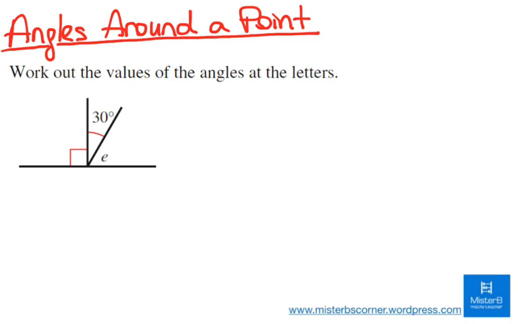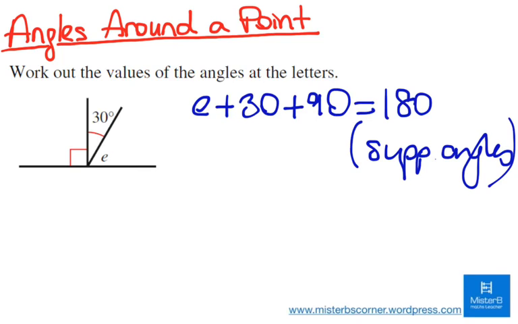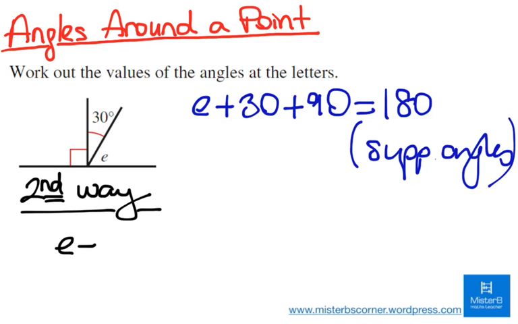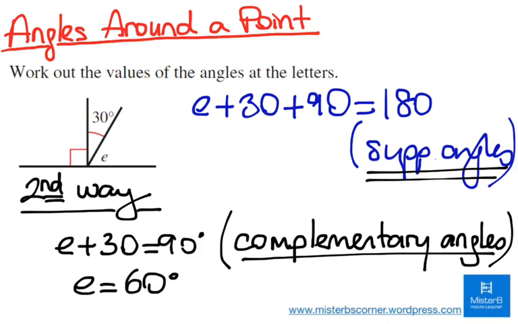Now let's look at this example. I would algebraically solve this as E plus 30 plus 90 equals 180, and the reason being supplementary angles. But of course in geometry there are many ways that give you the correct answer, so you could equally go like E plus 30 is 90 degrees, and the reason for this is that these angles are complementary angles, so they add up to 90 degrees. From here you can easily find E to be 60 degrees. As you see, you must give a reason for every bit of solution, for every bit of statement that you write.